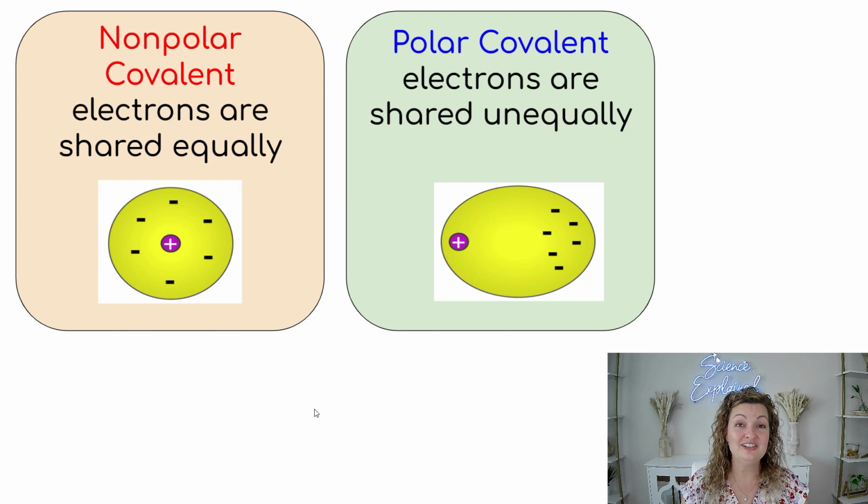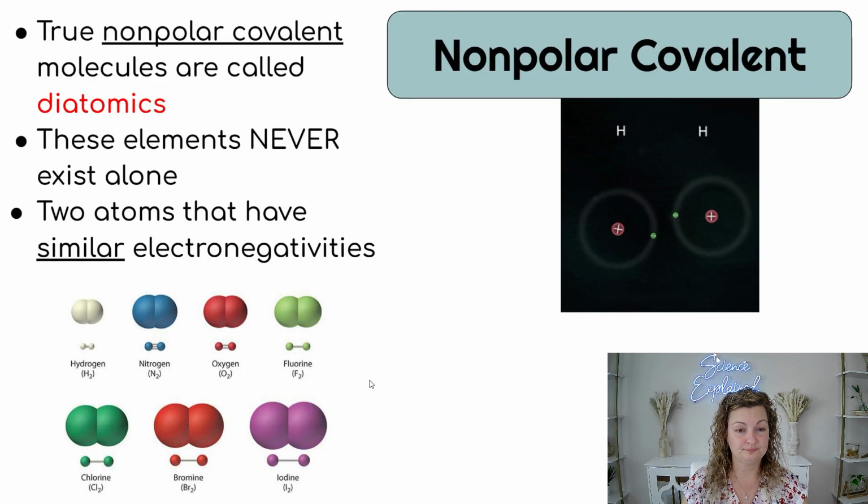There are different types of covalent bonds. We have polar and nonpolar bonds, and they are a little bit different from each other. So a nonpolar covalent bond is where electrons are shared equally throughout. And then we have polar covalent, where electrons are shared unequally, or asymmetrically. This is where we're going to have a partial charge, so a partial positive and a partial negative on sides of our compound.